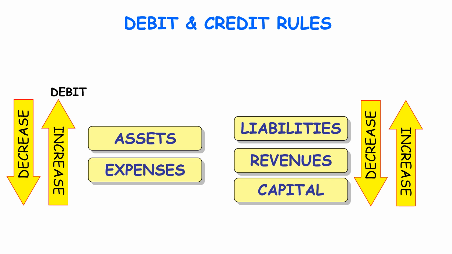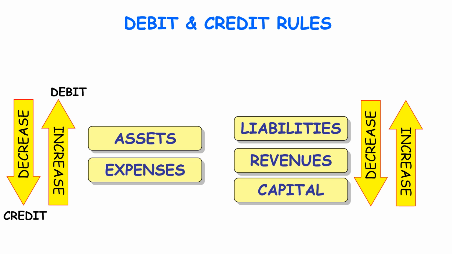So if assets and expenses increase in the business, we will debit them. For example, if Anna purchases more equipment for the bakery, equipment, which is an asset, increases, so Anna will debit equipment. Similarly, if Anna incurs cost of running the business, such as utilities, that's an expense, it increases, so she will debit utility expense. Similarly, if these things decrease, we will credit them. So if Anna pays for the equipment, cash will decrease, so cash will be credited.